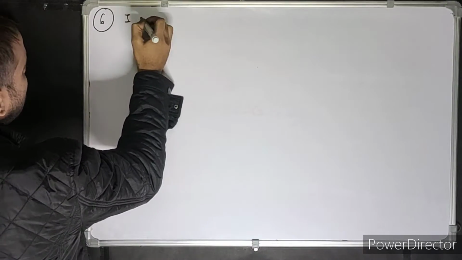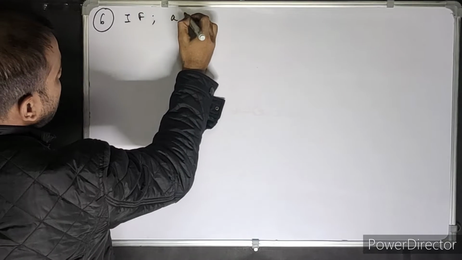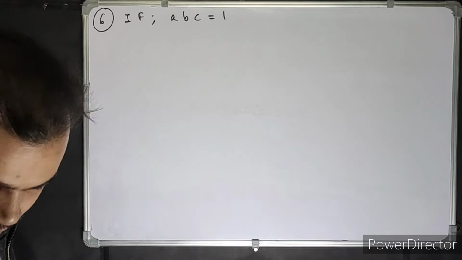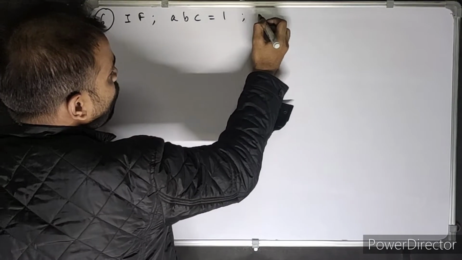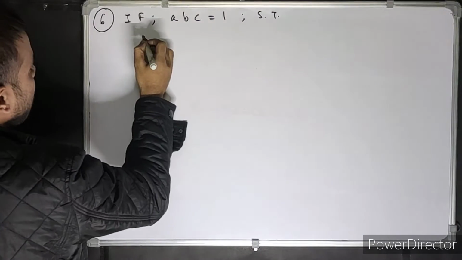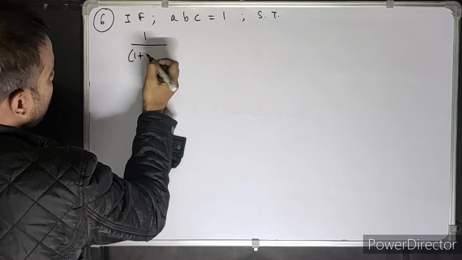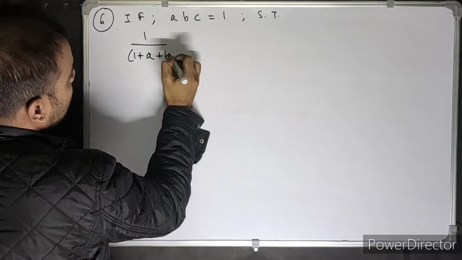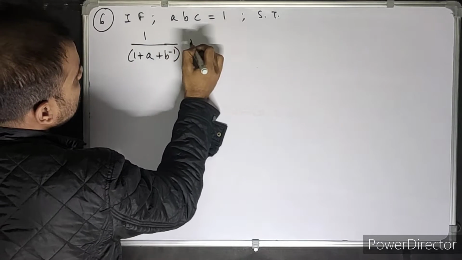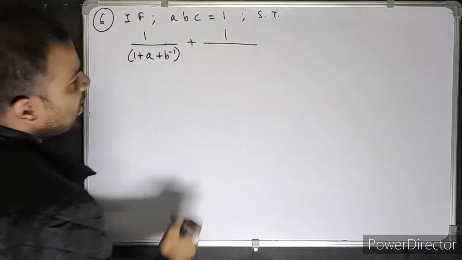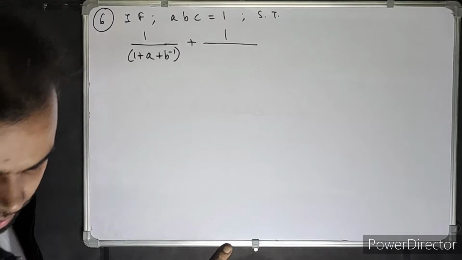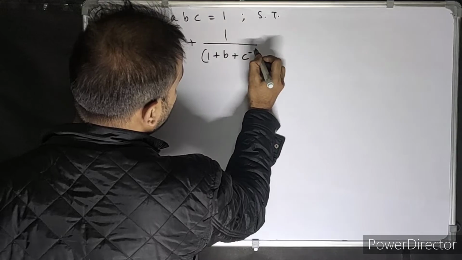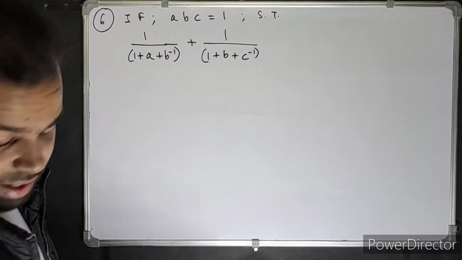It's given as, if ABC is equal to 1, then you have to show that 1 by 1 plus... yes, I remember this question. It is important. Now, I did this in one way. There are 3 ways to do this question, and all of them are more or less similar.